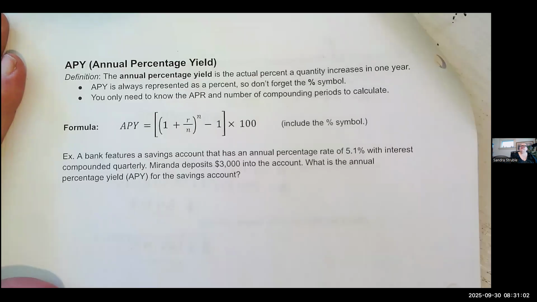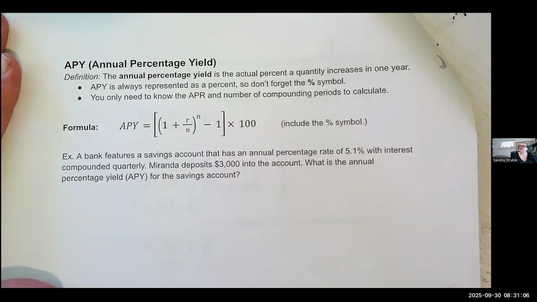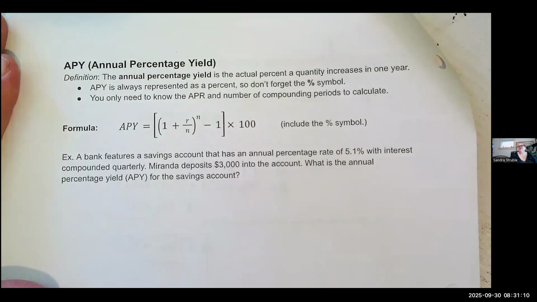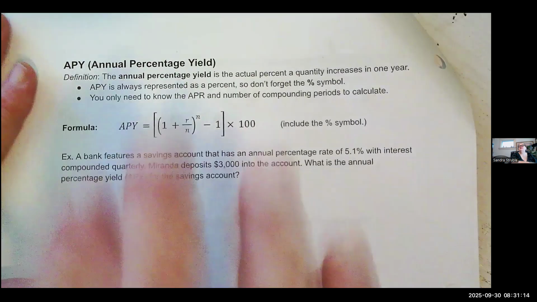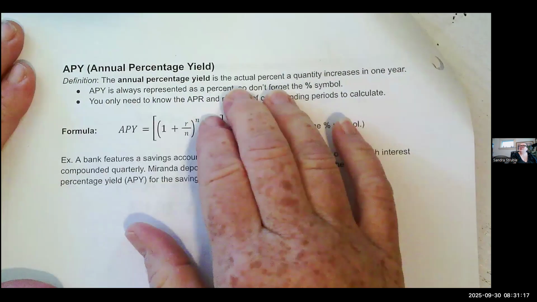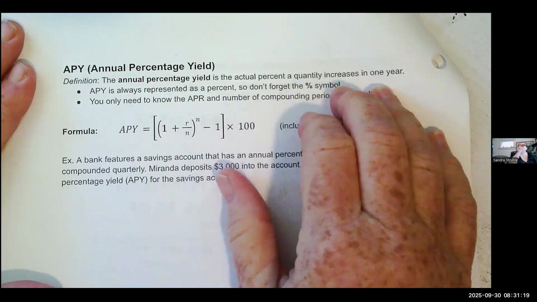Okay, APY is the annual percentage yield. A lot of banks like to use this. It's usually a little bit higher than the APR. Let me read: annual percentage yield is the actual percent of a quantity increase in 1 year.